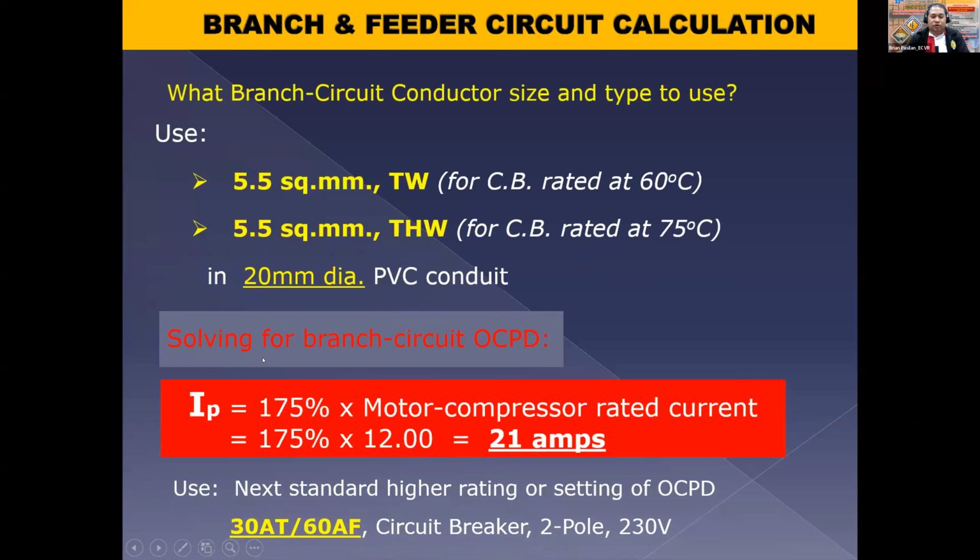So for the motor circuit breaker rating, 175% times 12 is 21 amps. So again, the question, should we use the next size higher or the next size lower?